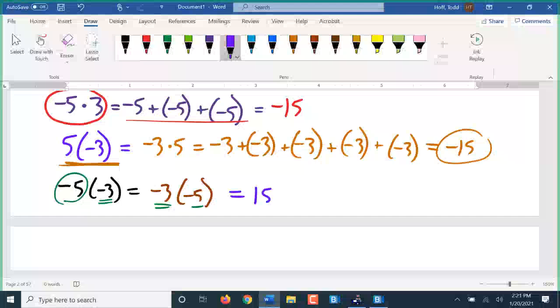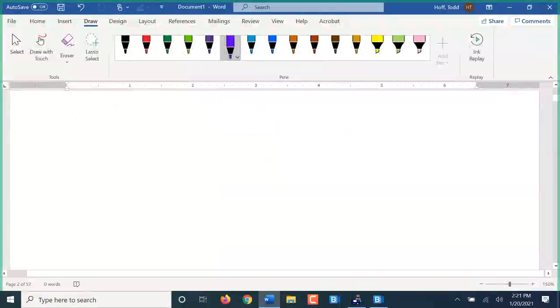Positive. So it's going to be a positive 15. We were all taught a negative times a negative is a positive. So you just multiply the numbers and make it positive. 5 times 3 is 15. Question becomes, why? Well, because it fits a pattern.